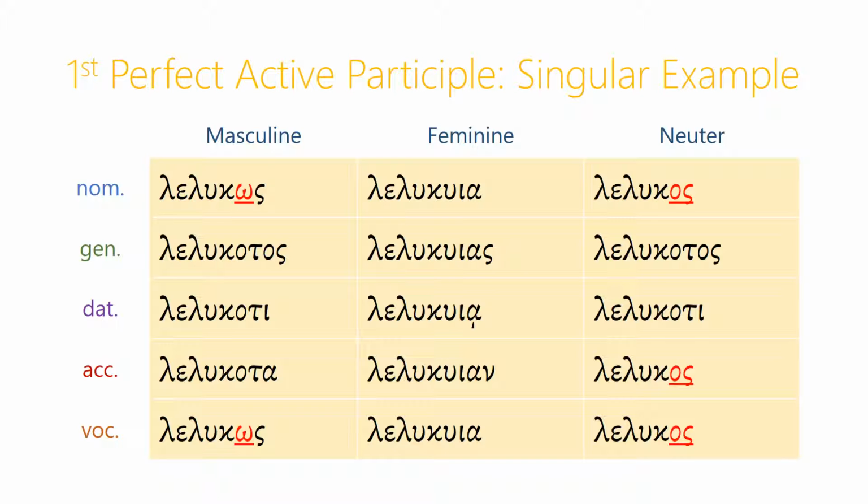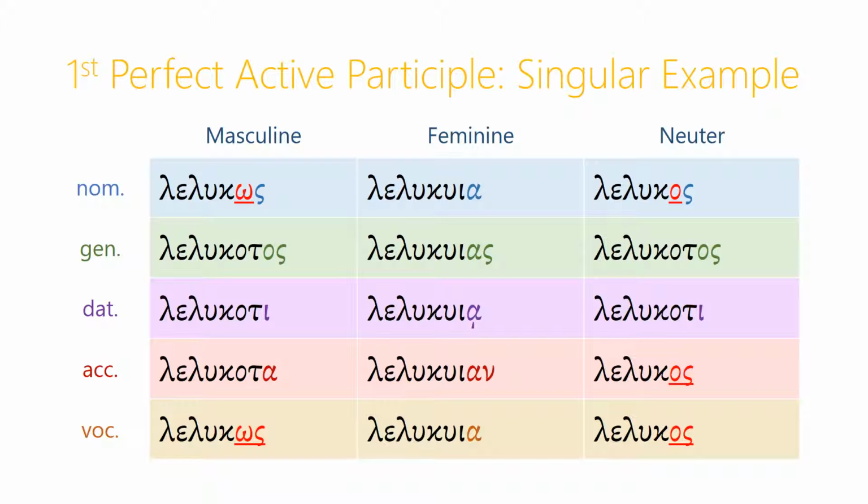lelukos and lelukos again. So just remember those perfect voice indicators disappear in the nominative masculine and neuter singular, and then the other cases that reuse the nominative singular forms. The accusative and vocative for the neuter, and the vocative for the masculine.